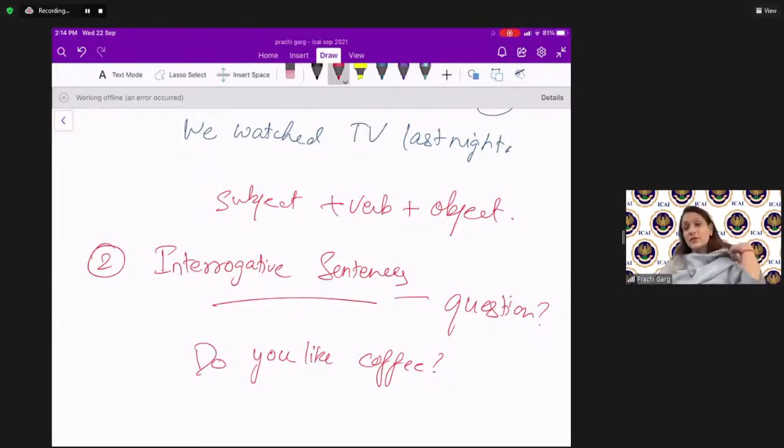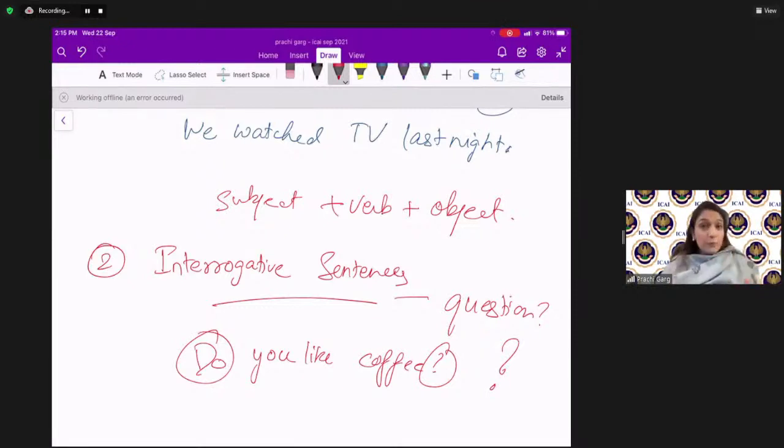Whenever you are asking a question for some information, or when you just want to ask for something, you use interrogative sentences. You question, right? May I come in? Would you like to come home for dinner tonight? These are all questions, right? Now, the feature is a capital letter again, and it ends with a question mark. Interrogative sentences always end with a question mark.